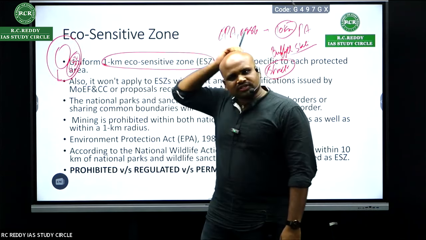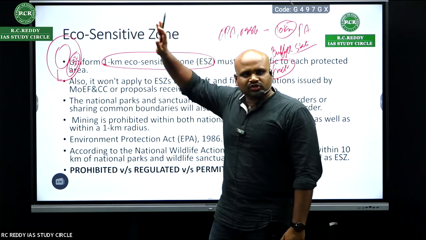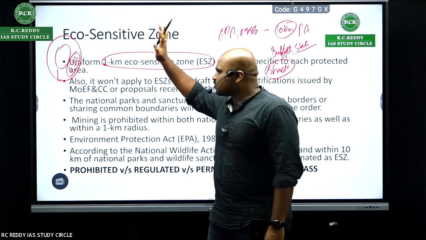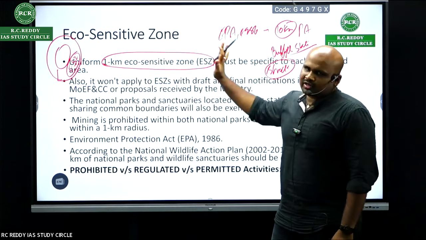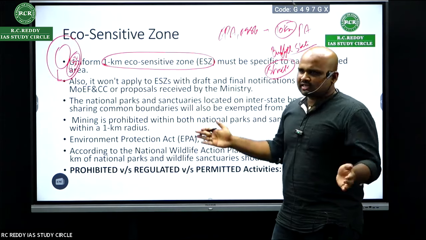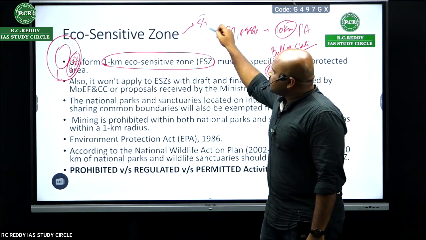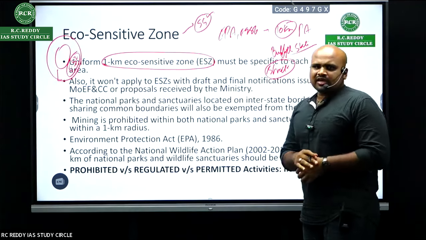So we see eco-sensitive zones. Now there is no condition of uniformity, but it is subject to what? It is subject to the protected area. Whatever is the area that is present, accordingly the necessary arrangements are going to be made. Who can declare this eco-sensitive zone? Even a state government can declare an eco-sensitive zone.